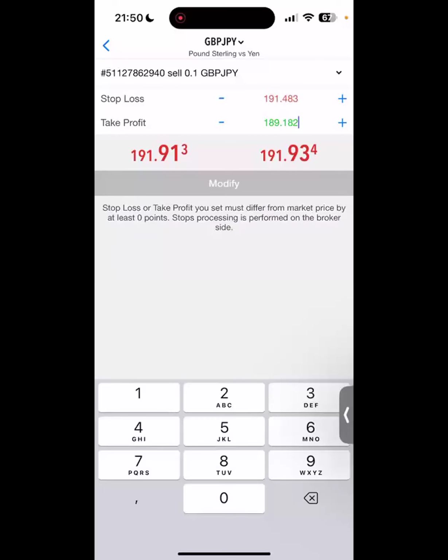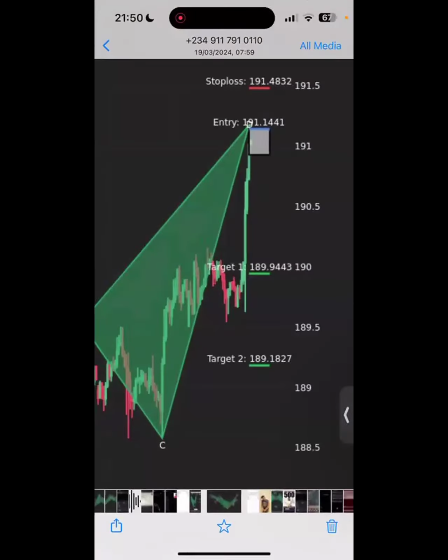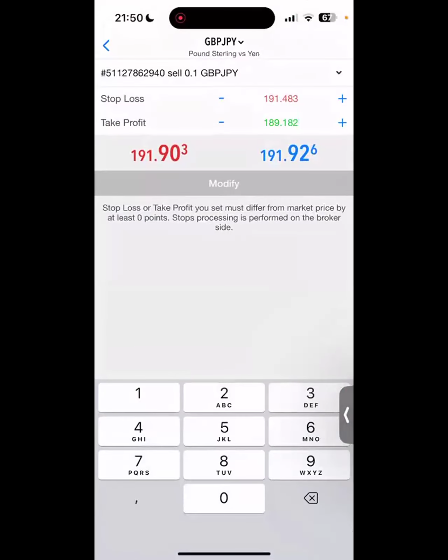So, for example, go to the entry point that Manara gave on the trade idea. The entry was 191.1441. So go to your MetaTrader. 191.1441. Someone should type that on the chat. 191.1441. So go to your entry.